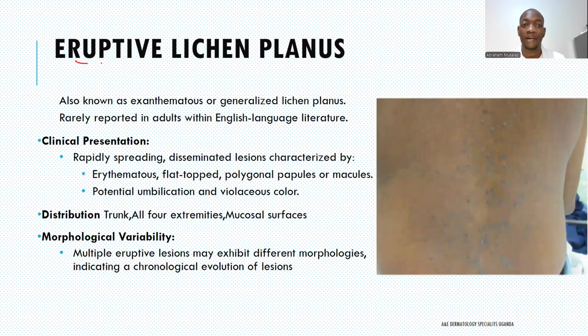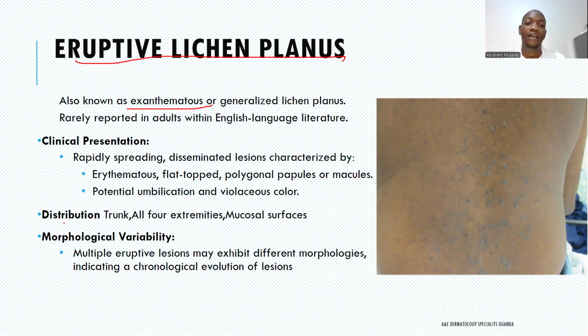Then we have what we call eruptive lichen planus, also called exanthematous lichen planus. In this case, someone will develop a generalized picture of polygonal violaceous papules and plaques that are usually very itchy. It can affect the entire body, trunk, face, and the limbs, occurring all at once. So that's what it is like.